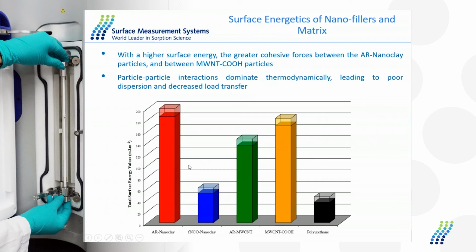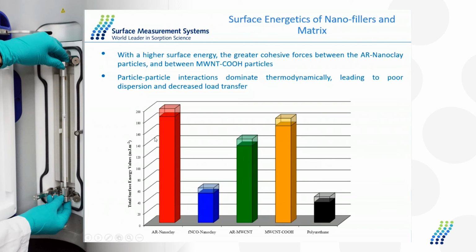And then we looked at this nanoclay, and then it was functionalized with isocyanate groups. And we can clearly see we go from a very high surface energy material to a much lower surface energy material. On another nanomaterial, we looked at a multiple wall carbon nanotube. This is the as received carbon nanotubes, and these are after they've been oxidized. In this case, this chemical treatment increases the surface energy of the carbon nanotubes. For the nanoclays, the functionalization decreases the surface energy.